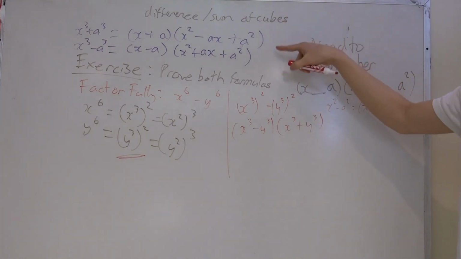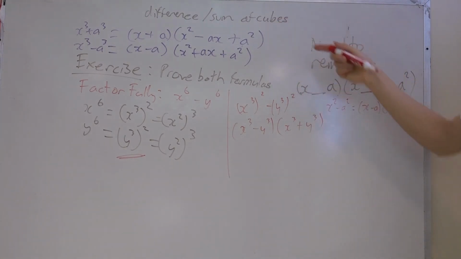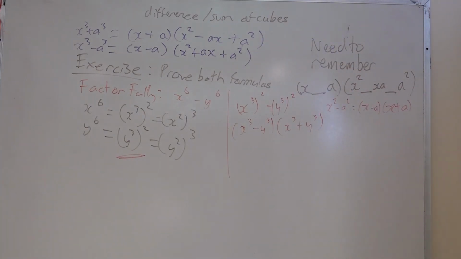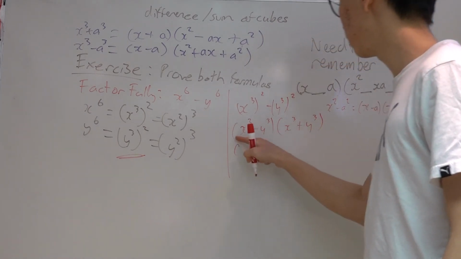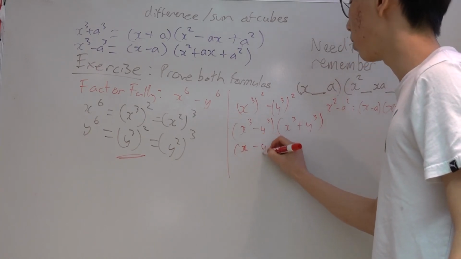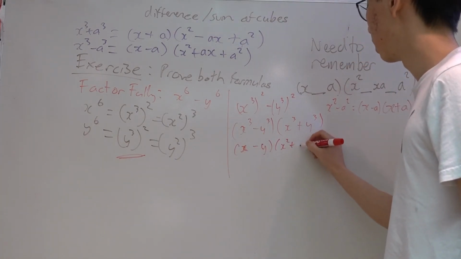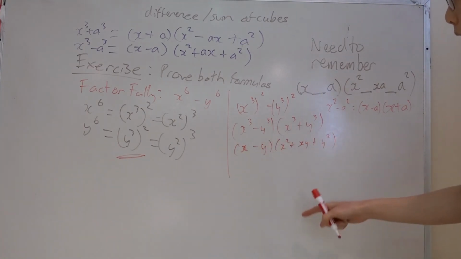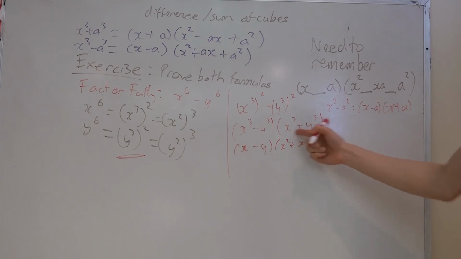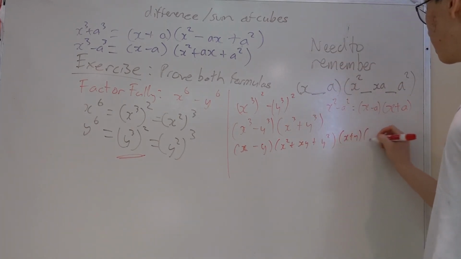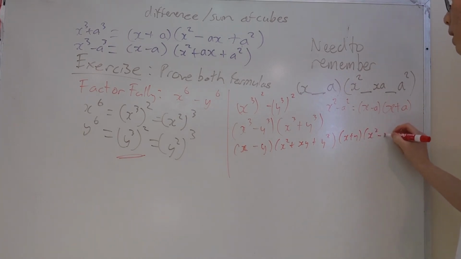Conveniently, I've written it right here, so you don't really have to do much. You just have to copy them down and multiply it out. So just for the sake of doing it, here we go. I'll do this one first. So I'm just copying the formula that's up there. X minus y, x squared plus xy plus y squared, right? Because we're dealing with y and not a. And then you just multiply by the x cubed plus y cubed. Okay, and that's just x plus y times x squared minus xy plus y squared.